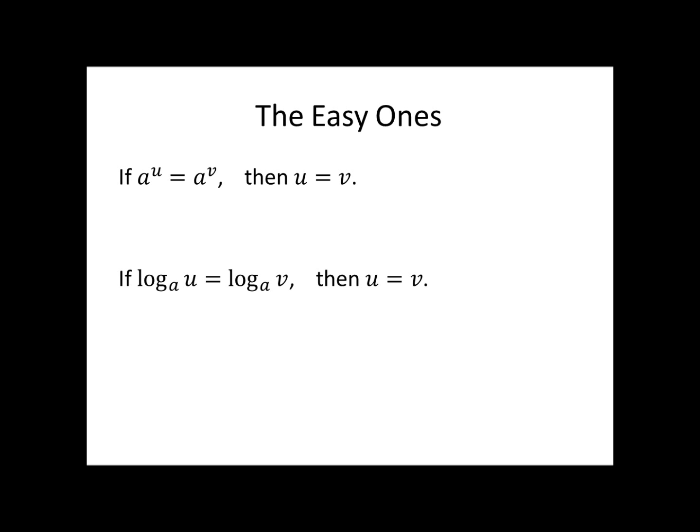If you have two exponentials equal to each other that have the same base number, in this case we have a to the u equals a to the v, we don't need to do any fancy math, we just set the two powers equal to each other. The same thing if we have two logarithms with the same base equal to each other. In this case, log base a of u equals log base a of v. We can just go ahead and set u equal to v, because that's the only way those logarithms are going to be equal, is if the stuff inside is equal.